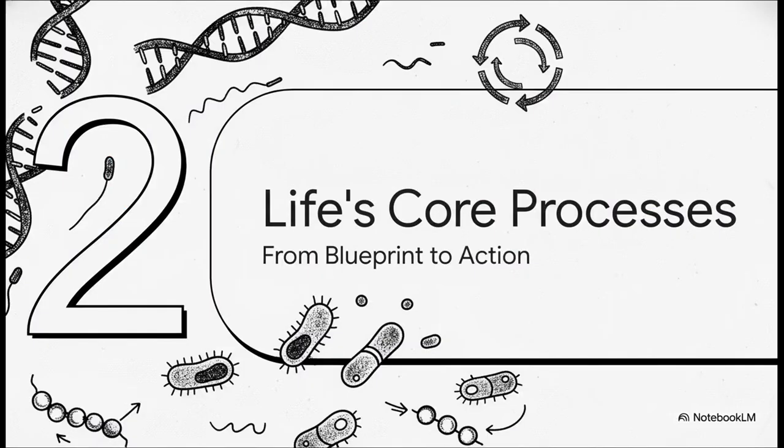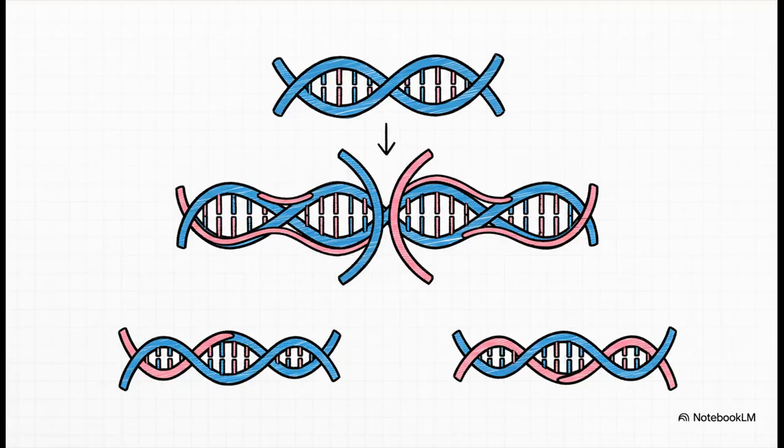Okay, so we've got the blueprint. Now, how does a bacterium actually bring it to life? Let's move on to section 2, where we cover the core processes of actually using and copying all that genetic info. So, whenever a bacterium divides, job number 1 is making a perfect copy of its DNA. It does this through a process called semi-conservative replication.